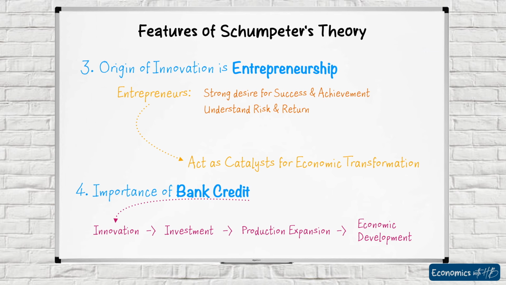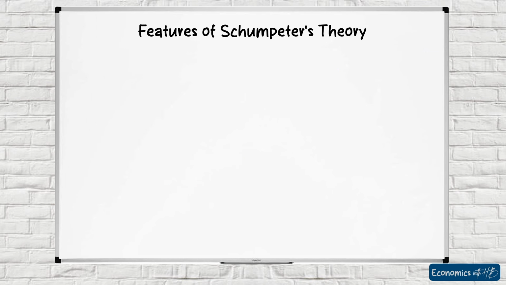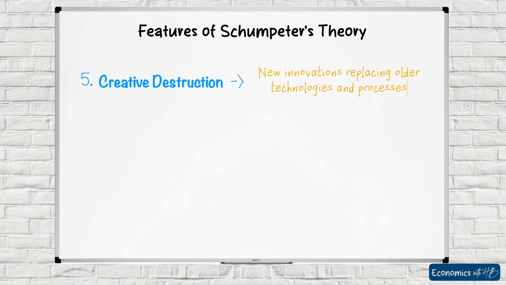Remember this simple single line flow diagram, and you can score good marks. In his theory, he introduces a concept of creative destruction, meaning new innovations replacing old technologies and business practices. So while innovation creates new industries, it also destroys outdated ones.